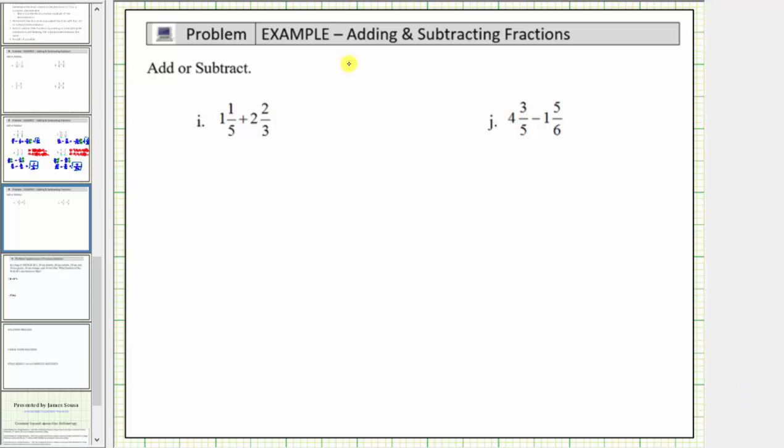In this lesson, we will review how to add and subtract mixed numbers. And for both examples, we'll look at two methods. In the first method, we'll work with the mixed numbers, and for the second method, we'll convert to improper fractions.